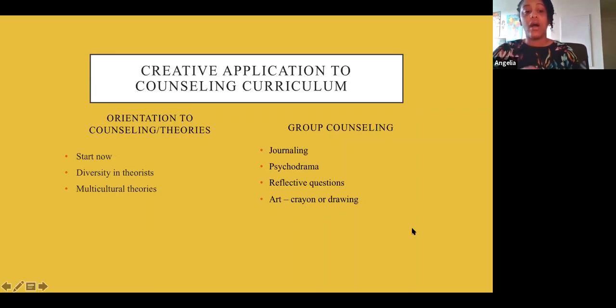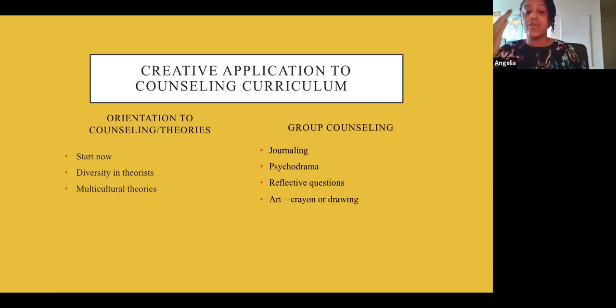Also included there may be culturally adapted treatments and interventions, right? So teaching them what that looks like, giving them examples, letting them know that exists. Explaining the process of taking interventions and treatments that we already have, and adapting them to fit very specific cultures. So we can do that in our orientation to counseling and our theories class. And then as far as group counseling, we can encourage them to journal as we encourage our clients, right? So it can be a parallel process.